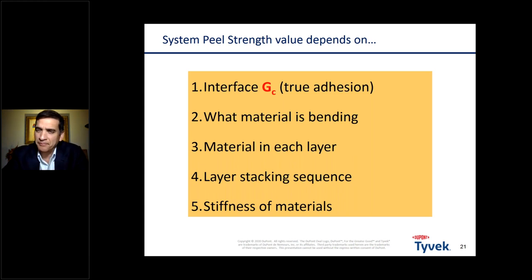Ask it again one more time. If I have two different material combinations, and they come out with the same peel strength for both of them, does that mean that they have the same G sub C? No, they don't. So G sub C, we'll talk about where and how we can get that. But having the same peel strength, right? Which I think is what you're asking, not seal strength, but the same peel strength.